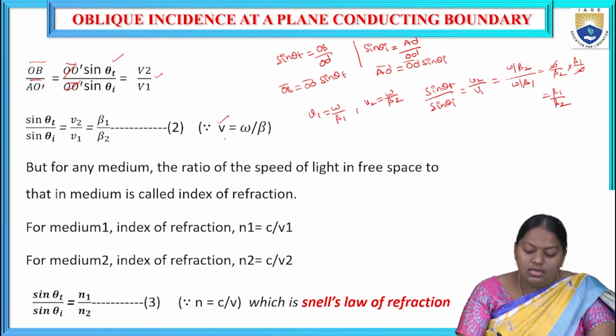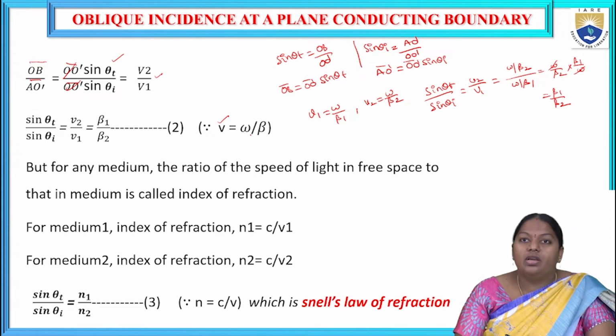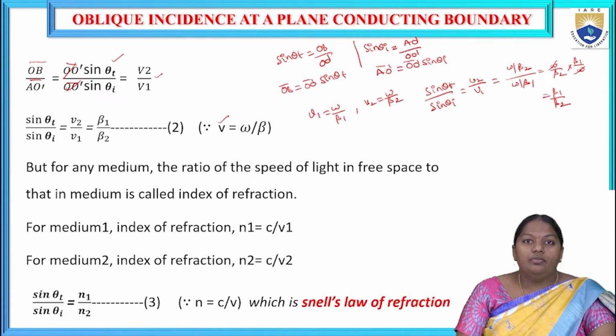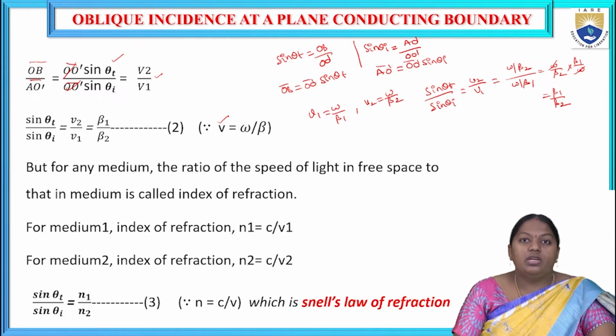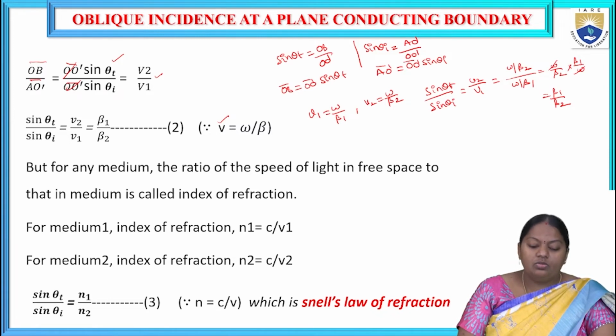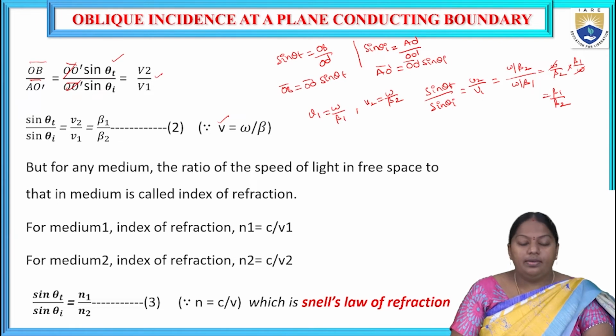That is, V equal to omega by beta. For medium 1 and medium 2, the two velocities are represented by V1 equal to omega by beta 1 and V2 equal to omega by beta 2. If you simplify, sine theta t by sine theta I equal to V2 by V1, which is nothing but beta 1 by beta 2, where beta 1 and beta 2 are the phase constants of medium 1 and medium 2.